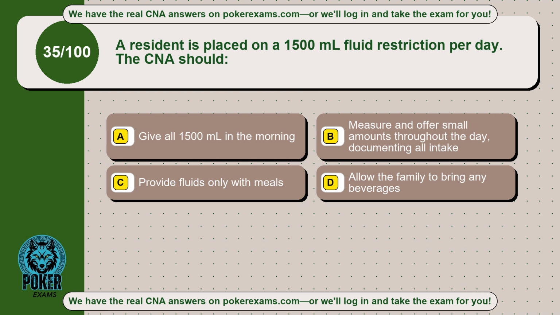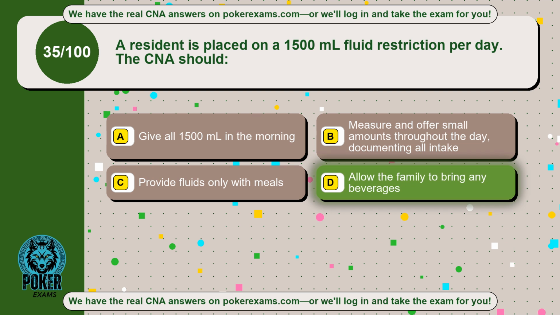Question 35. A resident is placed on a 1,500 ml fluid restriction per day. The CNA should: Option A. Give all 1,500 ml in the morning. Option B. Measure and offer small amounts throughout the day, documenting all intake. Option C. Provide fluids only with meals. Option D. Allow the family to bring any beverages.